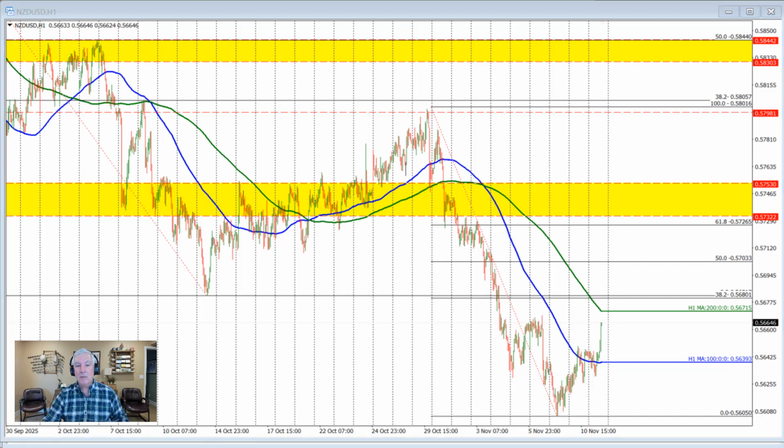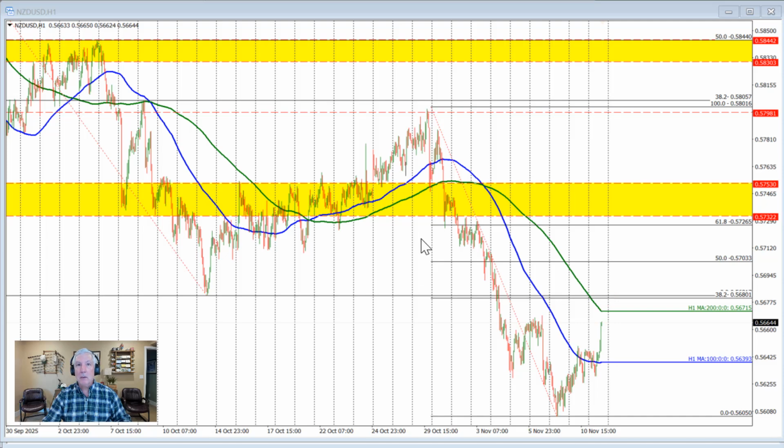But like the Aussie versus US dollar, it couldn't get below the previous low right through here, and the price started to rotate to the upside. You can see how the price based against the 100-hour moving average before moving to the upside over the last few hours. Now we have the 200-hour moving average at 0.56715 as a level that we need to aspire toward and get above in order to increase the bullish bias.